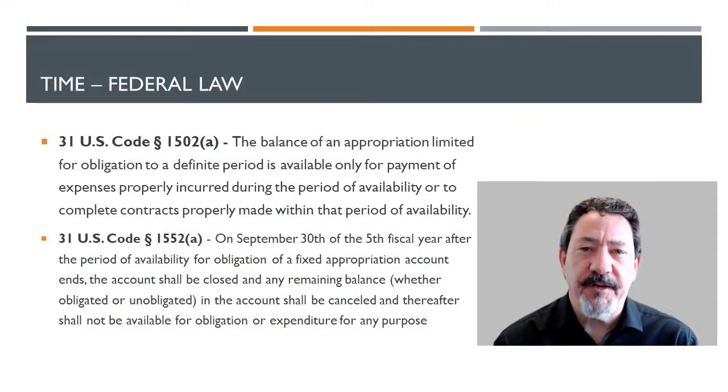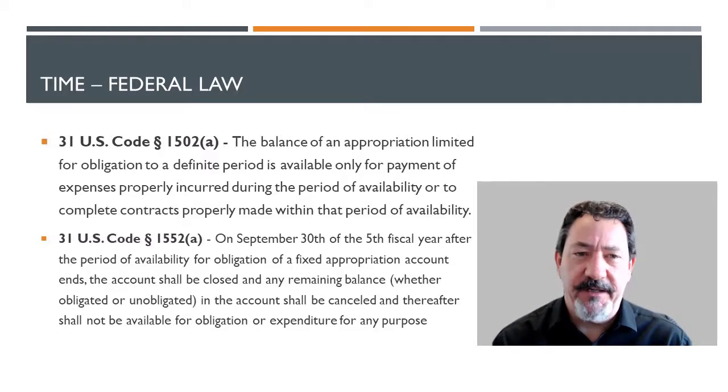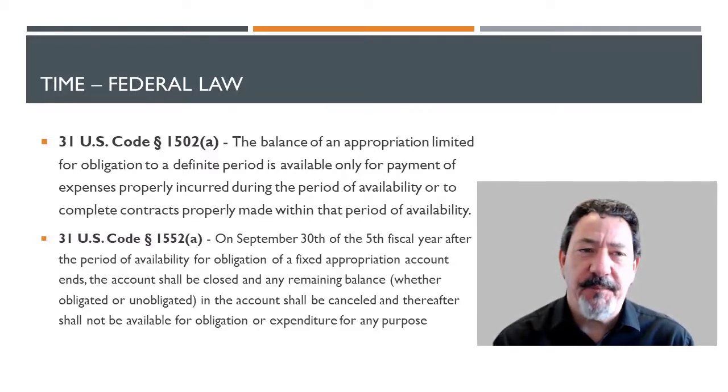The time restriction can be found in federal appropriations law in Title 31 in two different places. Section 1502(a) says the balance of an appropriation limited for obligation to a definite period is available only for payment of expenses properly incurred during the period of availability or to complete contracts properly made within that period of availability. So, of course, this is written by lawyers.